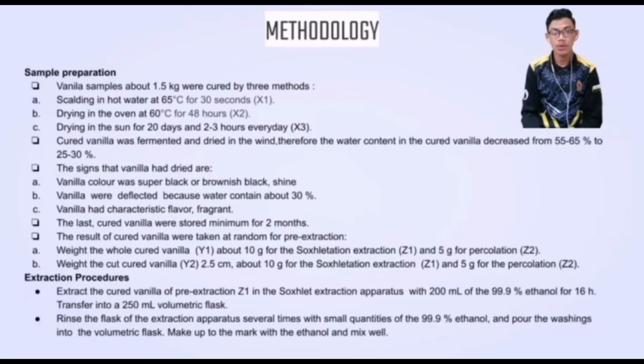I'm going to explain about methodology. For sample preparation, vanilla samples of about 1.5 kg were cured by 3 methods: scalding in hot water at 65 degrees Celsius for 30 seconds, drying in the oven at 60 degrees Celsius for 48 hours, and drying in the sun for 20 days, 2 to 3 hours every day.